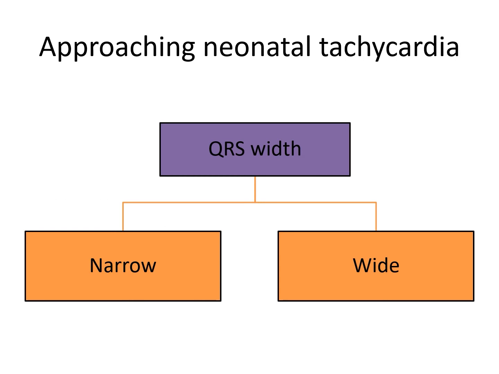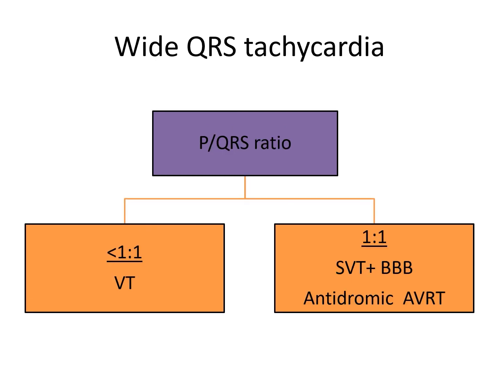So now that we have described every type of arrhythmia individually and understood the basis of generation, let's sum it all up and understand the approach to neonatal tachycardias and how to interpret an ECG that we are provided with. The first step, once you have picked up neonatal tachycardia, is to look at the QRS width, whether it is narrow or wide. Within wide QRS tachycardia, the next important thing to look at is the P wave to QRS wave ratio. If this is less than 1:1, which essentially means that for every QRS complex there is less than one P wave, it is characteristic of ventricular tachycardia.